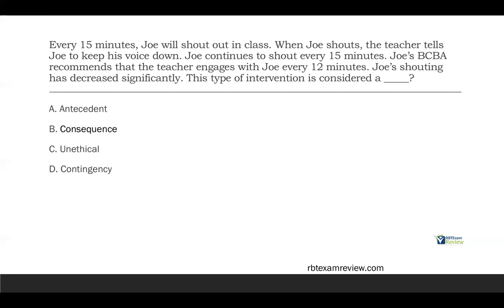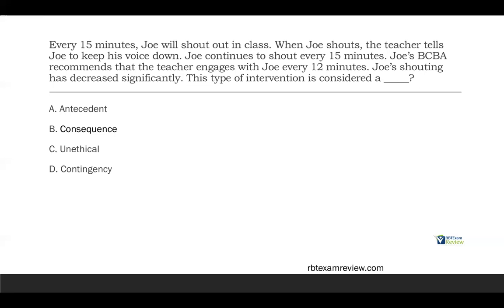Contingency. Can we eliminate contingency? Yes. Is there any if-then? Are we setting up any opportunities to reinforce? No, there's no "if you do this, then you do this." First you do this, then you do this. The BCBA is just telling the teacher every 12 minutes, "Okay, engage Joe." There's no contingency. It's non-contingent, right? So C and D are out.